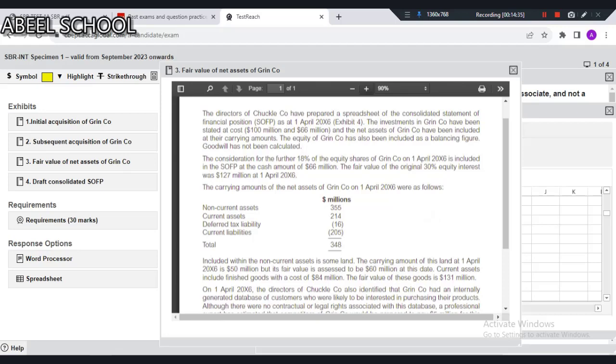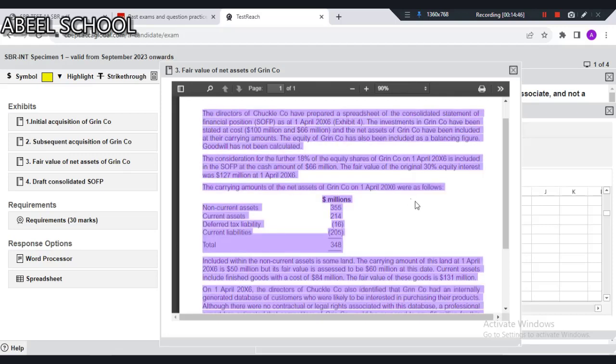The directors of Chakal Company have prepared a spreadsheet of the consolidated statement of financial position as at 1st April X6, Exhibit 4. The investment in Green Company has been stated at cost, 100 million and 66. The net assets of Green Company have been included at the carrying amount. The equity of Green Company has also been included as a balancing figure. Goodwill has not been calculated. The consideration for the further 18% of equity shares of Green Company on 1st April X6 is included in SOFP at the cash amount of 66.